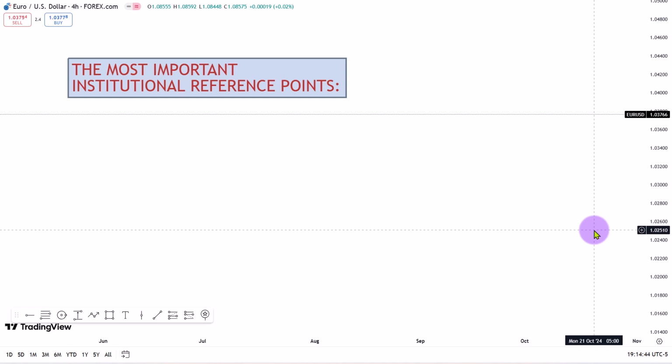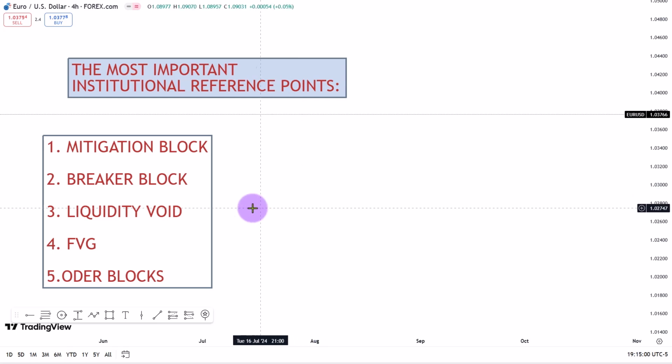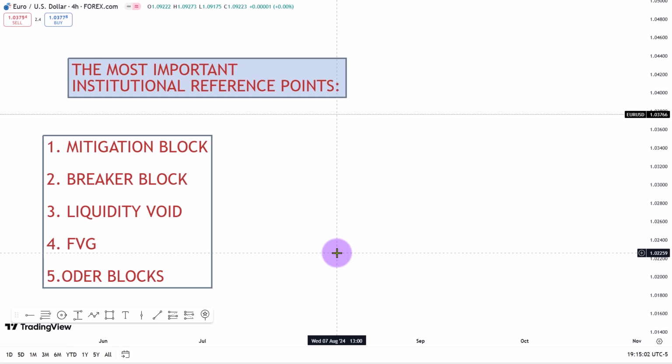So let's get to business. There are 5 institutional reference points. Only about 5 of them that I want you to pay attention to. There are actually more than 5 institutional reference points, but I want you to pay attention to these 5, and if you pay attention to these 5, it's going to scale up your profitability in trading.